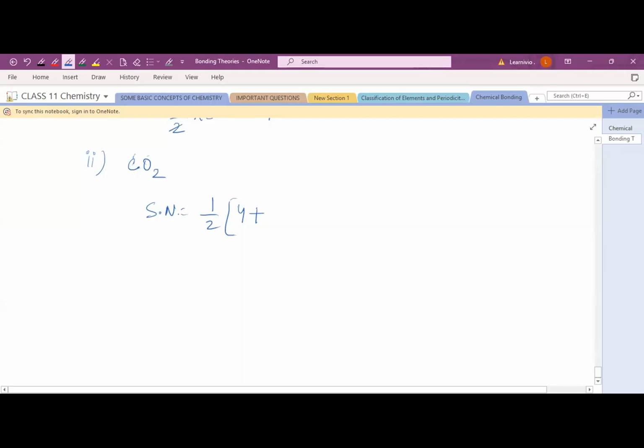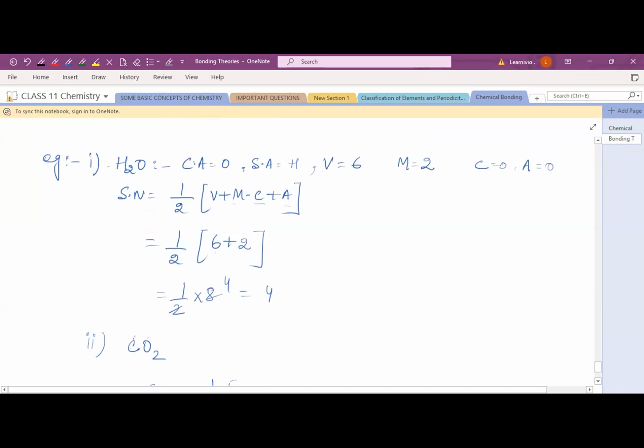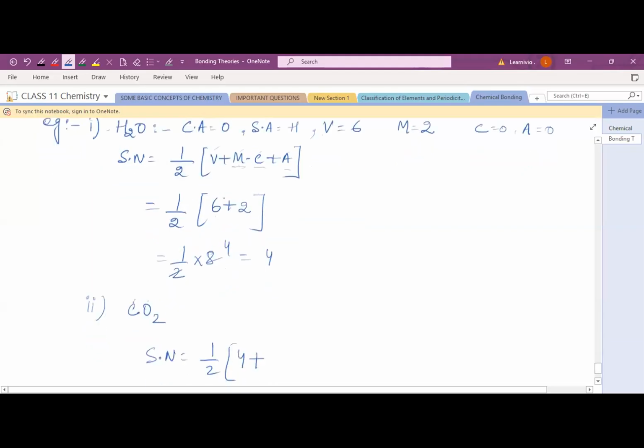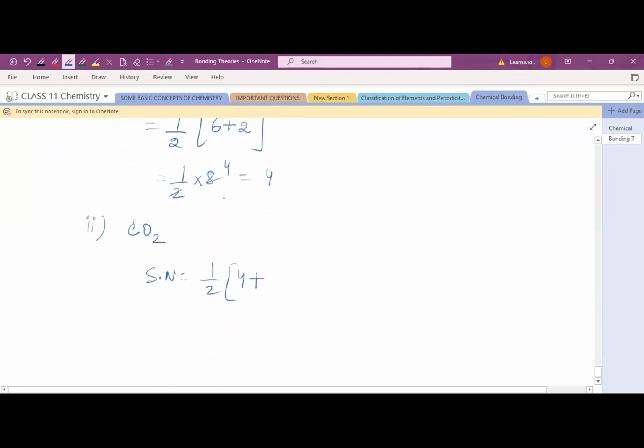Is it clear? Okay, so now just check it. V plus M minus C plus E. That's the formula. M is also not there in this, no monovalent atom, right? C is also not there because this is a neutral type of molecule. No charge is there, right? So we just take only 4.